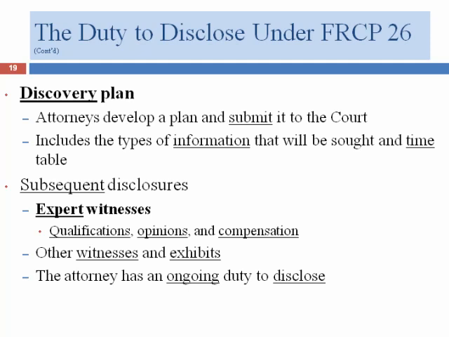An example of a subsequent disclosure is expert witnesses. You have to disclose things like their qualifications, the opinions that they've developed in the case, and what they're being paid. You may also become aware of additional witnesses or exhibits. And as I said before, the attorney has an ongoing duty to disclose this information as quickly as practical after the information develops. The attorney can't decide on the expert witness on July 1st, and then wait until October 1st to reveal that information.